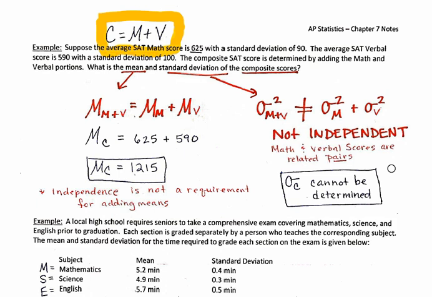Now, if they were independent, or if you wanted to assume that they were independent for sake of the problem, I would say something like this: that I do not believe they are independent, therefore we cannot calculate it.